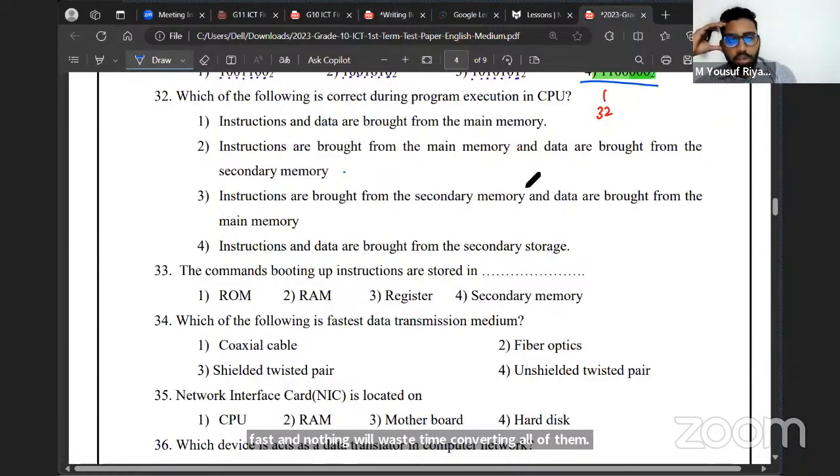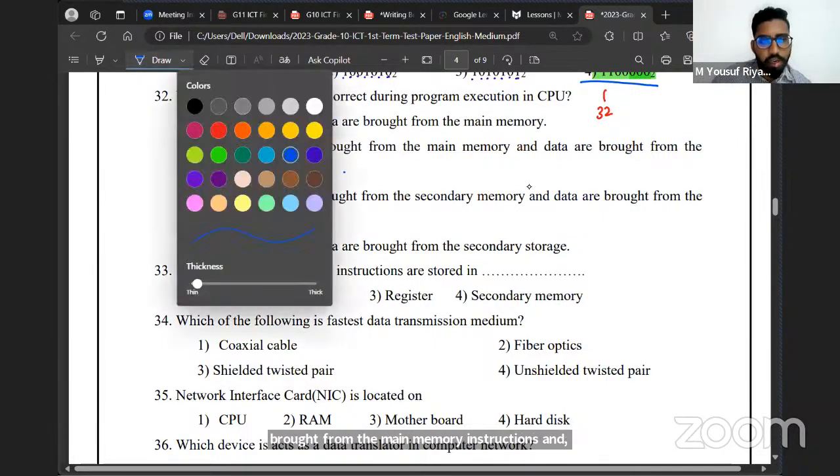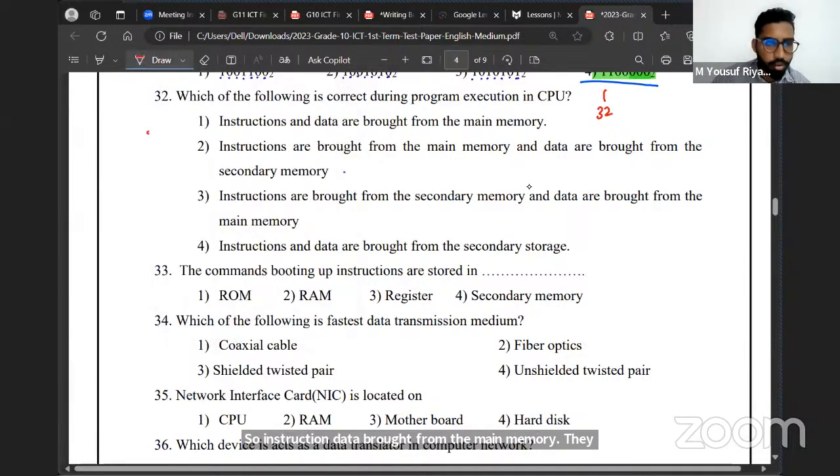Next. Which of the following is correct during program execution in the CPU? Instructions and data are brought from the main memory. Correct, yeah. Instructions and data are brought from the main memory. They are brought from the input device? Okay, let me keep that on hold. Instructions are brought from the main memory and data are brought from the secondary memory? I'll keep that on hold. Instructions are brought from the secondary memory? That's wrong. Instructions and data are brought from the main memory? No. Instructions are brought from main memory and data are brought from secondary? No.